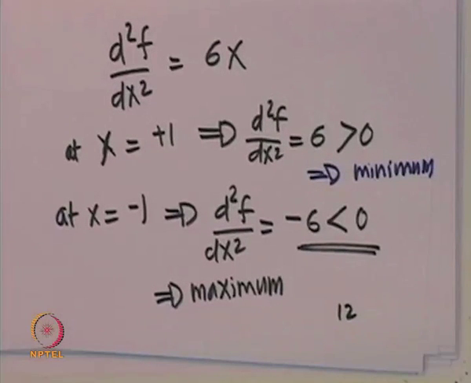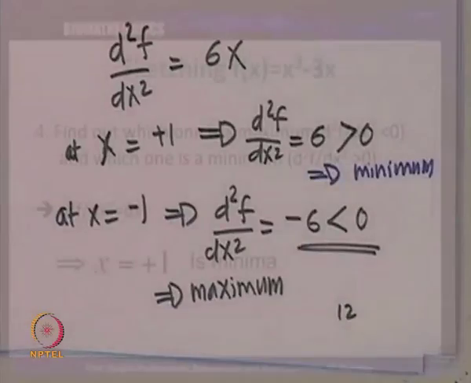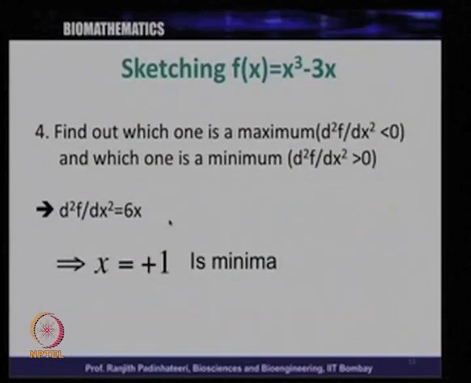Let us look at what we showed in the slides: at x equal to plus 1, it is a minimum. There is an error here; it should be written that at x equal to plus 1, it is a minimum, and at x equal to minus 1, it is a maximum. Okay. So, let us look at this plot once more.